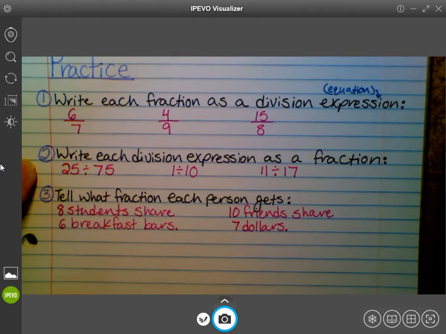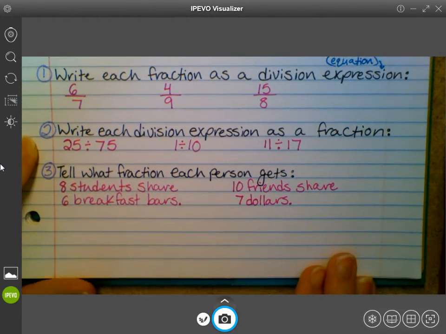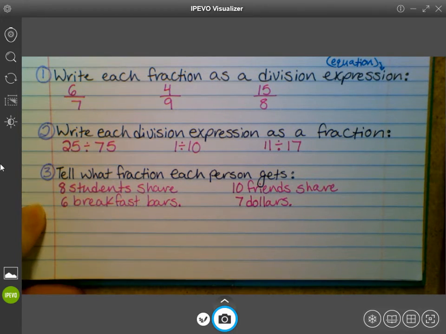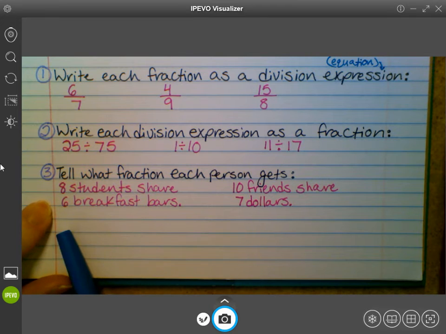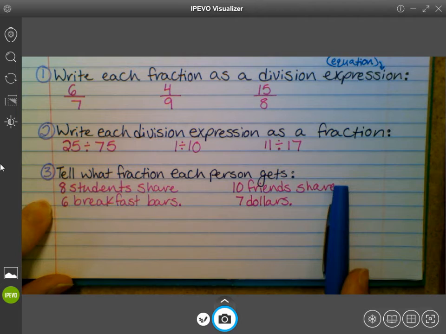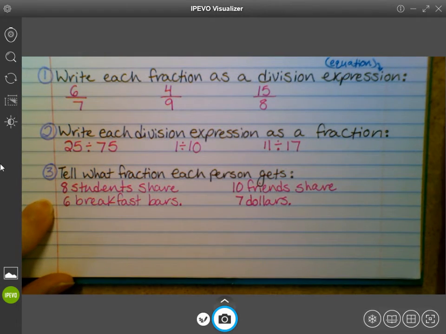Then for the second set of problems, it's doing the opposite. You're given a division problem and you're asked to rewrite it as a fraction. And then for 3, you're doing what we just did. You're telling what fraction each person gets. So that's when you can write your split between, write out your division problem, and then convert it into a fraction like we did up top. So we really use the split between when it comes to those word problems. That helps us figure out which number goes where.